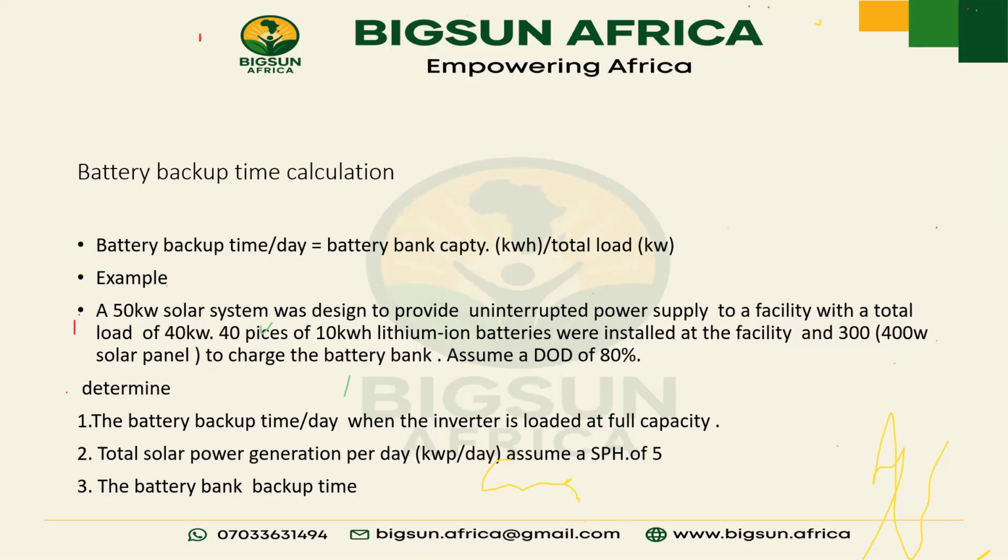Now, what's the total solar power generation per day, right? Assume a PSH of 5. PSH, SPH, they are all the same thing: solar peak hour or sun hour. So that's going to be 120 times 5, right? That would be 600 kilowatt hour per day.